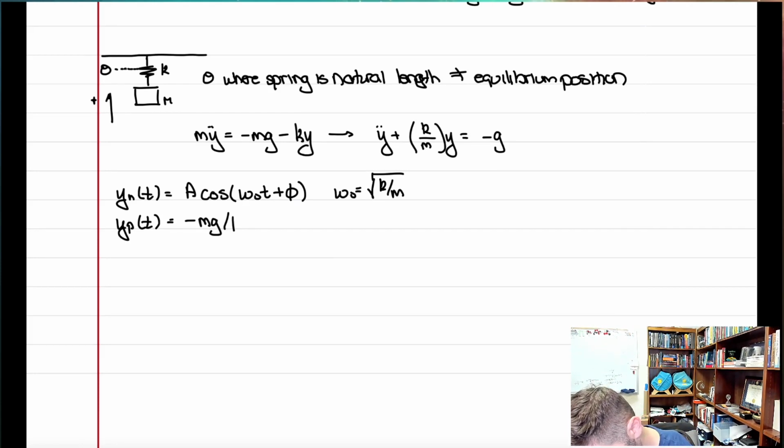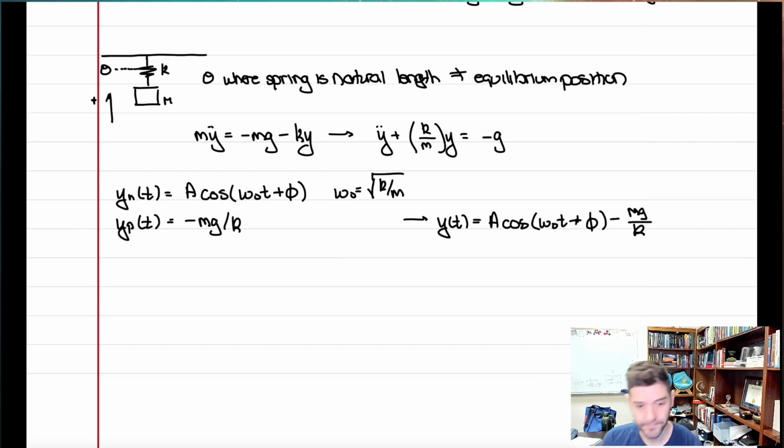But then I need to be clever and figure out a particular solution such that when I plug it in, I get negative g. But again, the fact that it's a constant makes my life a lot simpler. And notice that if I plug in negative mg divided by k, its second derivative is 0, so who cares? But when I multiply that by k over m, the k and the m's cancel, and I get negative g at the end. So that is the particular solution. So then it looks like the full solution is A cosine of omega naught t plus phi minus mg over k.